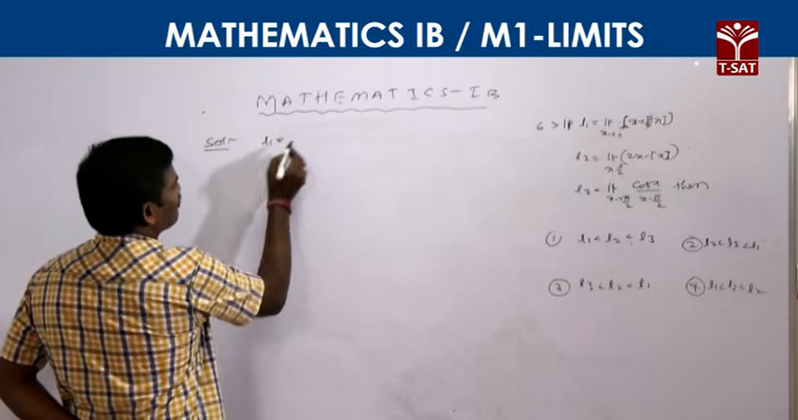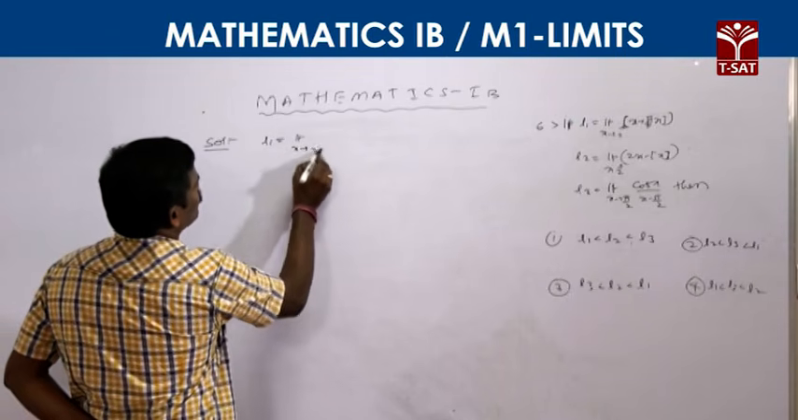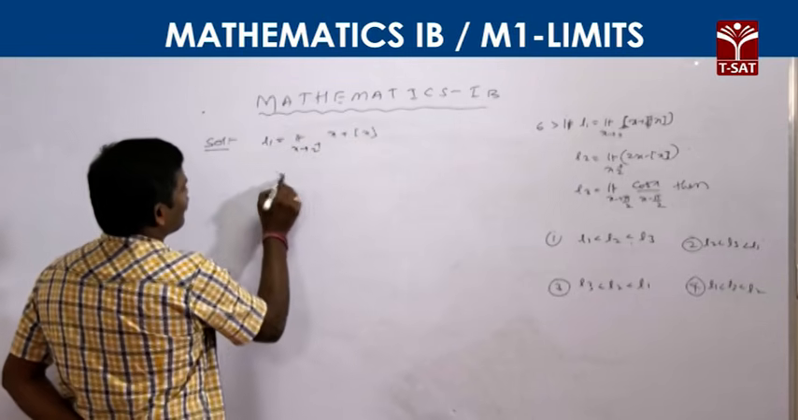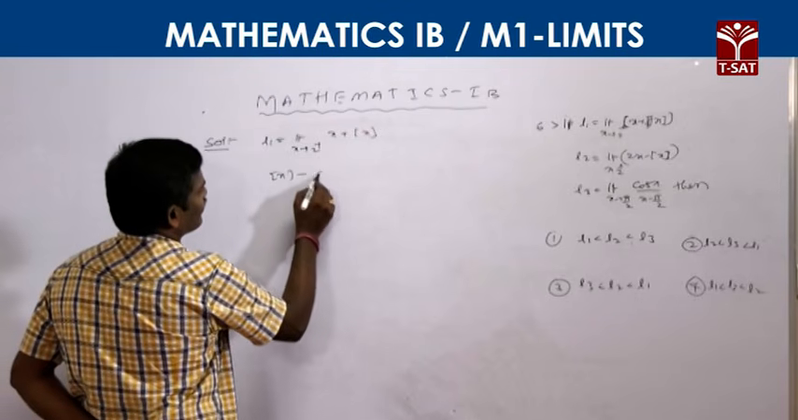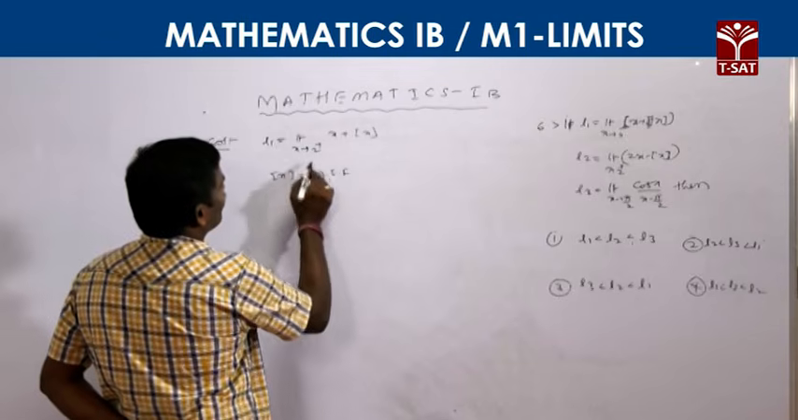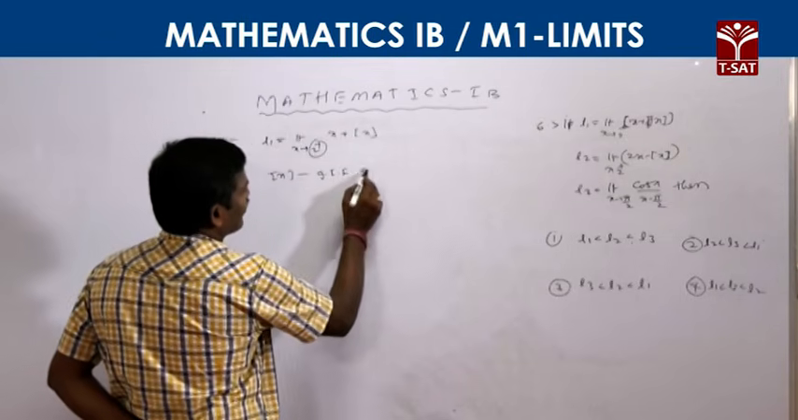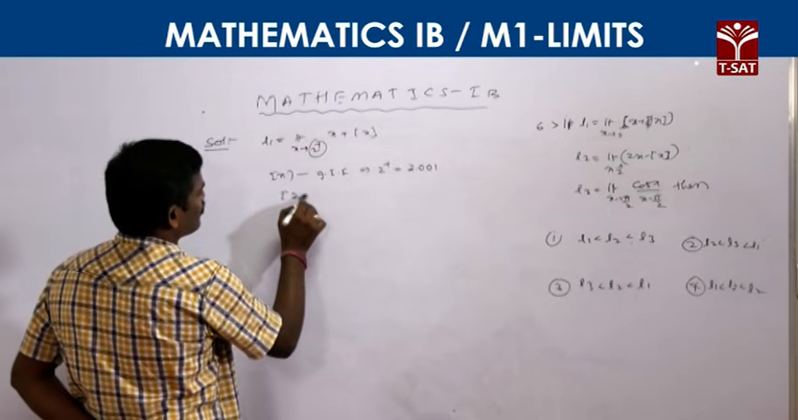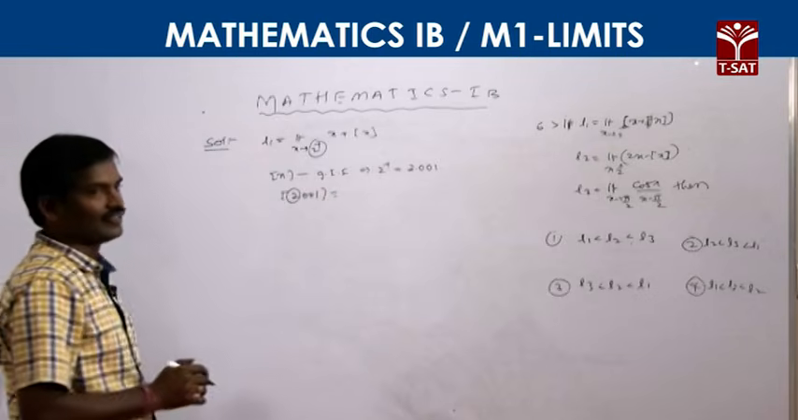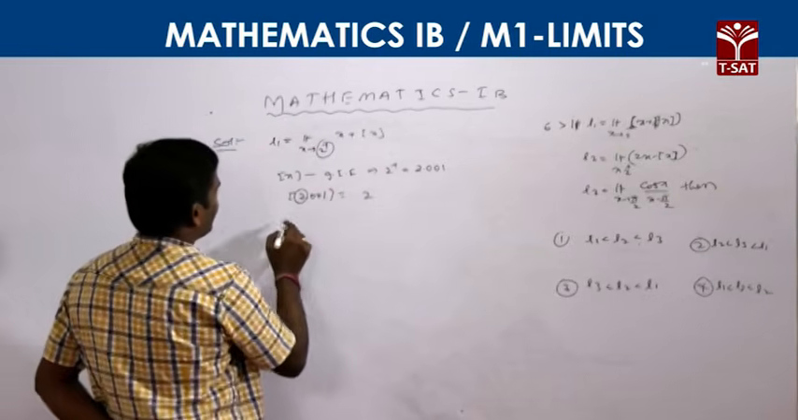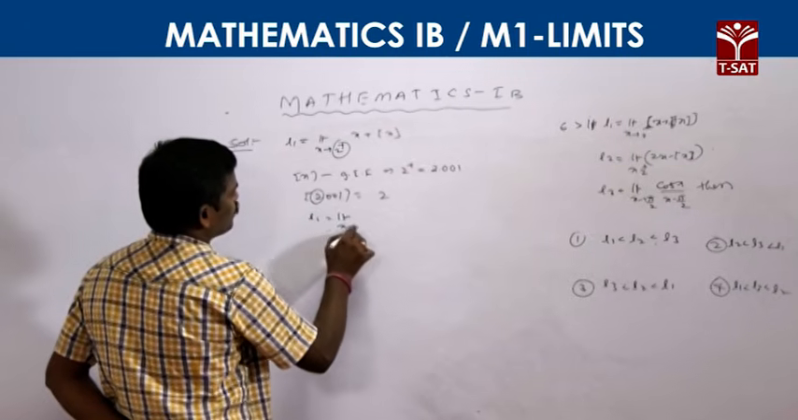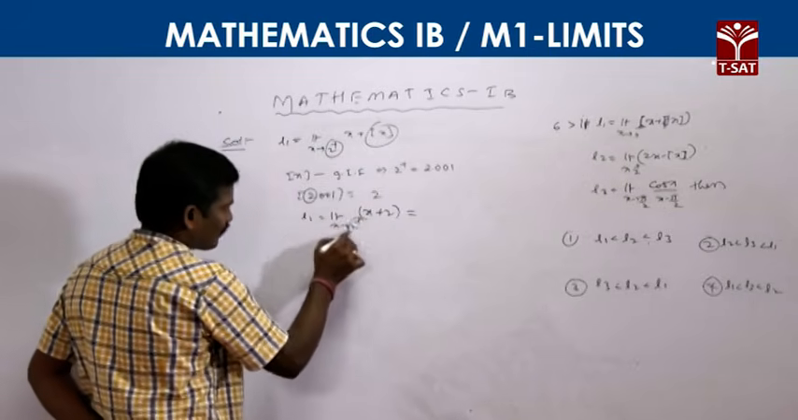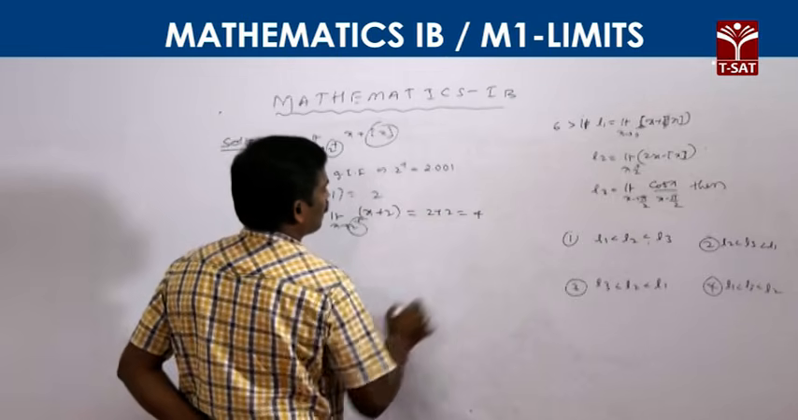So the L1 value: limit x tends to 2 plus of the function x plus step of x. Step of x is nothing but what? Greatest integer function. Here the value is 2 plus, we can take 2.001. So step of 2.001 is nothing but what? Here the greatest integer value is what? 2. So L1 becomes limit x tends to 2 plus, here x is as it is x, this value is 2. Now this x approaches 2, so 2 plus 2, the answer is 4.